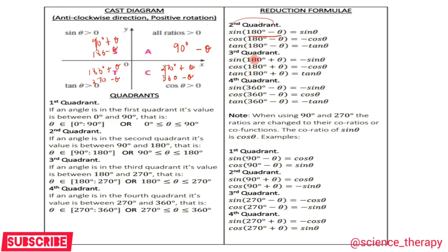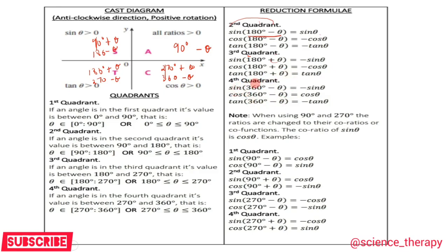And then when you see 180 plus theta, we know that it's in the third quadrant. So basically all this that I've written here indicates your quadrants, right? So 180 degrees plus theta indicates the third quadrant. And again, we can see that the only trig ratio that is positive in the third quadrant is tan, and sine and cos are negative. Then we have the fourth quadrant. The fourth quadrant is indicated by the reduction formulae 360 degrees minus theta.